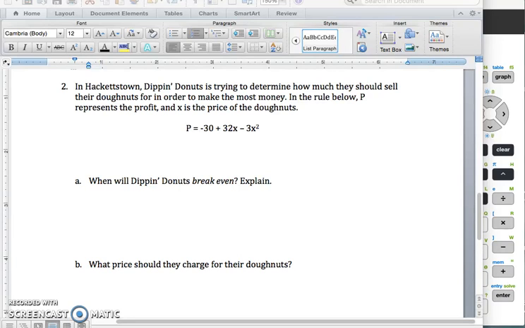This screencast is going to be for profit and finding the break-even points as pointed out in this example. In Hackettstown, Dippin' Dots is trying to determine how much they should sell their donuts for in order to make the most money. In the rule below, P represents the profit and x is the price of the donuts. So P is equal to negative 30 plus 32x minus 3x squared.